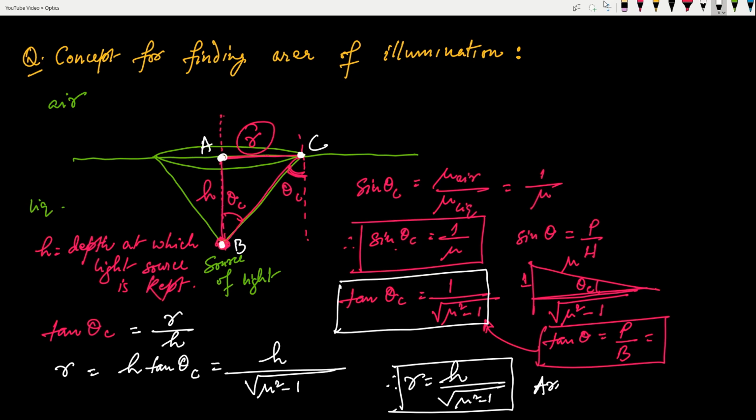Therefore area of illumination is equal to pi r square, and the value of r we can find out from this formula.